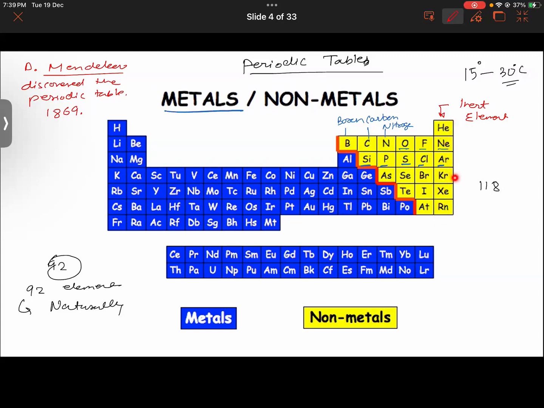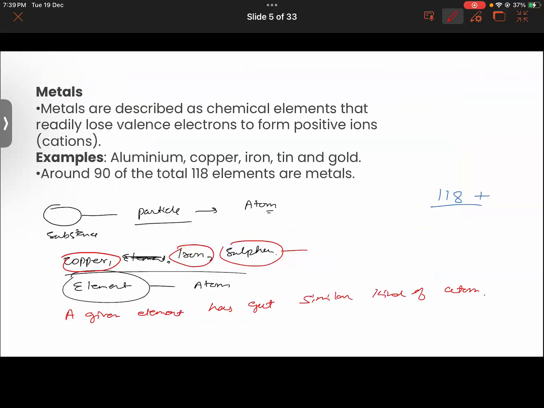Helium, neon, argon, krypton, xenon, radon, like that. So we call these inert elements. Why? Because these elements do not react with any other element. ये किसी और element के साथ react नहीं करते. These are the inert elements. Okay, let's continue the chapter.